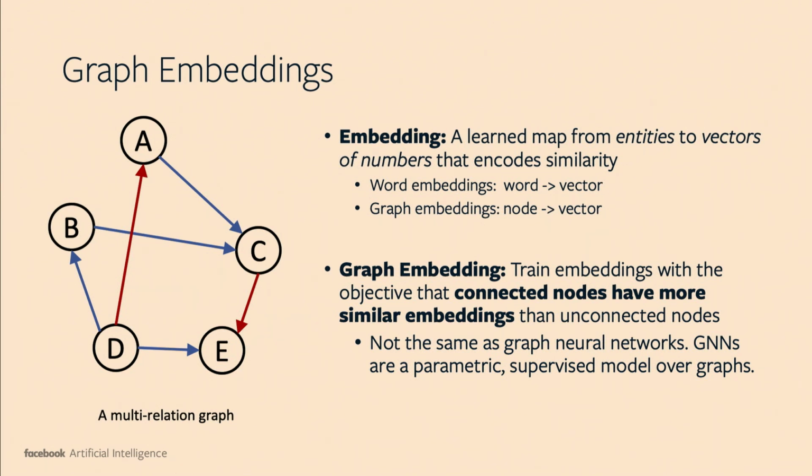I also want to mention, because I got some questions about this, that graph embeddings are not the same as graph neural networks. Graph neural networks are a parametric supervised learning method on graphs where you have labels for nodes and you're trying to predict them based on features of the nodes. Whereas graph embeddings take in a graph and learn features for each node that encode this similarity based on the context that these nodes occur in.